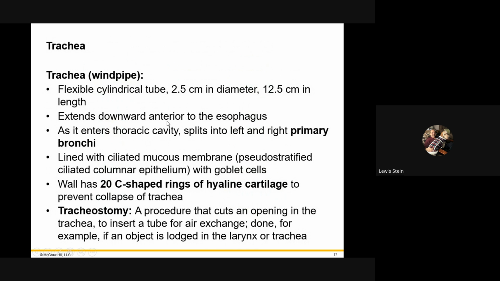It divides at the end. The termination of that is called the carina, C-A-R-I-N-A. That area of division, or bifurcation, in other words forking, into the right and left primary bronchi. Again, ciliated, mucus, pseudostratified, goblet cells, the number varies. 20 is a good number. It could be maybe 12 to 20, depending on the length, which varies.